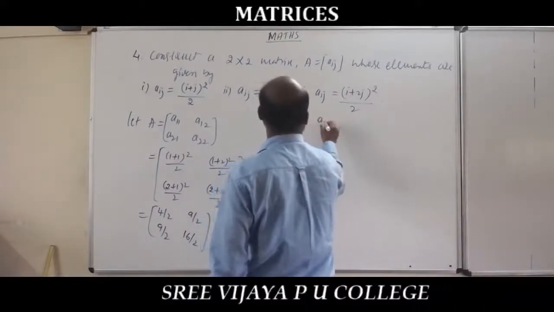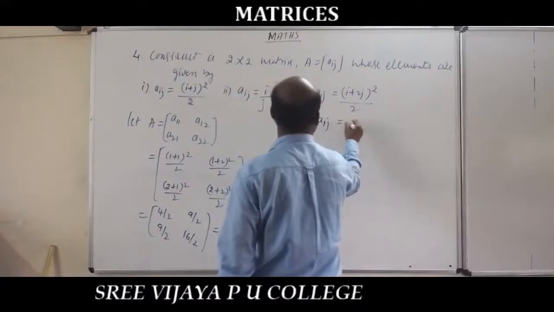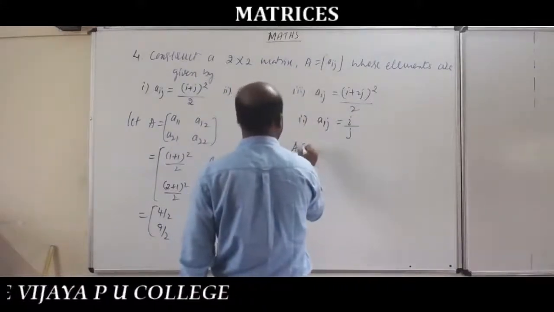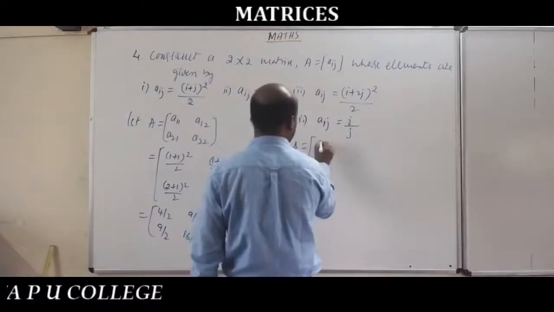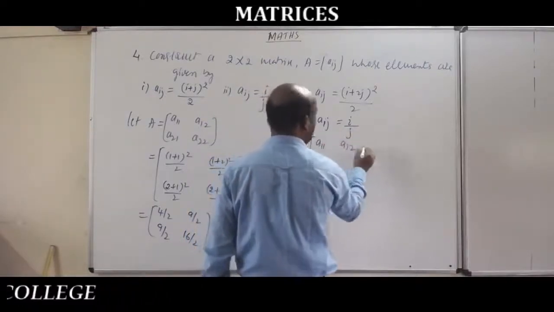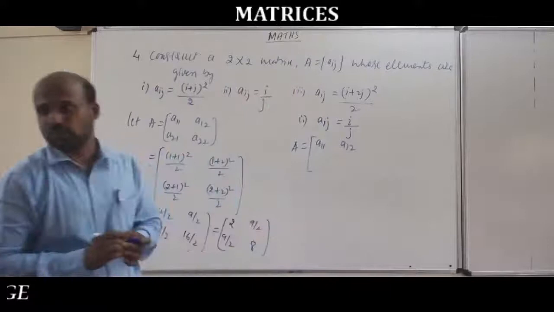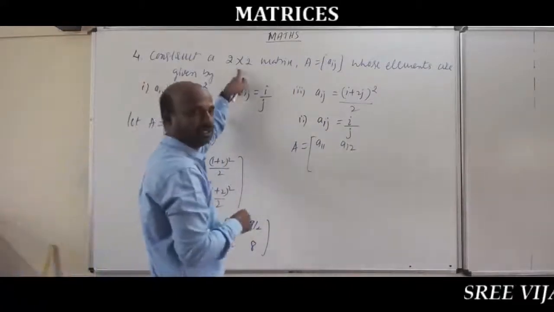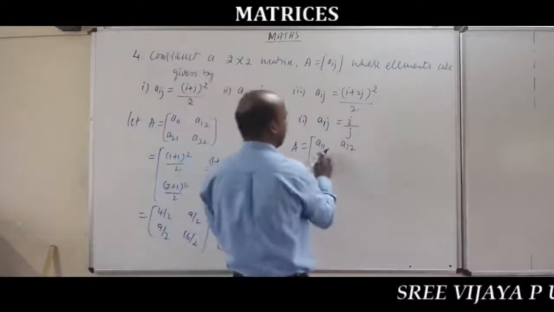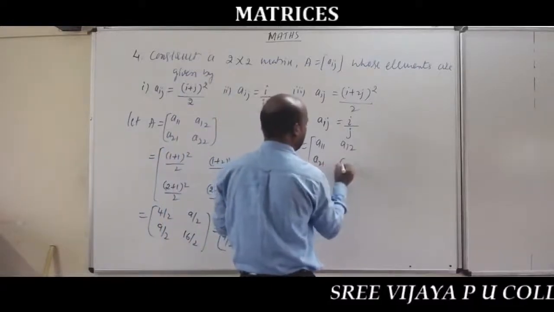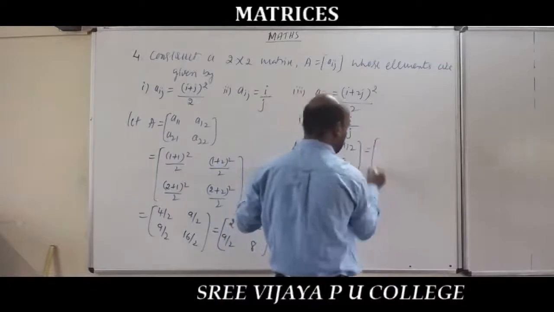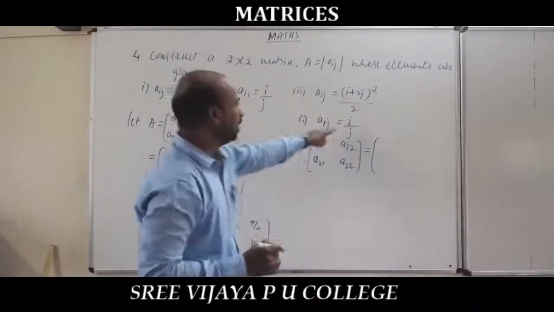Aij is equal to i divided by j. So A is a matrix of order 2 by 2, A11, A12. Matrix of order 2 by 2, 2 rows, 2 columns. Okay now, 2 by 2 and 2 rows, 2 columns: A11, A12, and this is A21, A22. And that is equal to i by j.